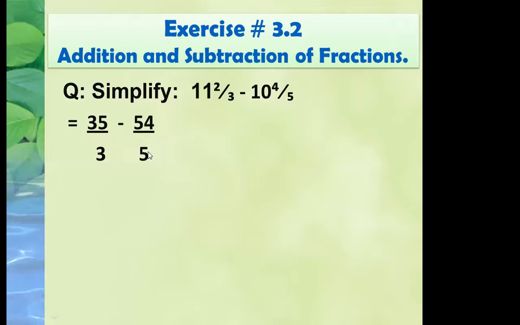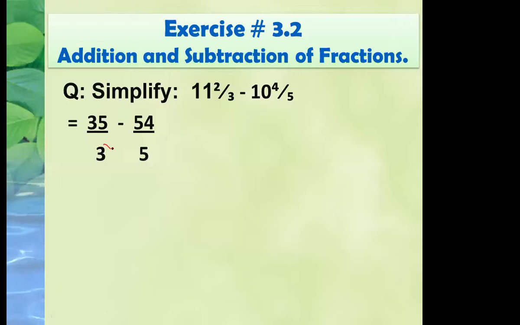Now here you cannot simply subtract because your denominators, 3 and 5, are different. If you have different denominators, you cannot subtract or add. For this, you have to make the denominators common. What will be the common denominator between 3 and 5? That is very simple, that is 15. If you multiply 3 by 5, your answer will be 15. Similarly, if you multiply 5 by 3, your answer will be 15.